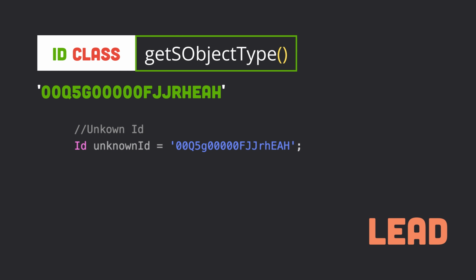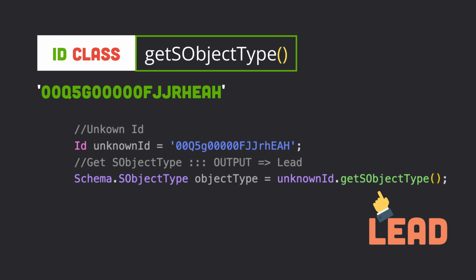In our code, we have an unknown ID whose SObject we are unsure of. As discussed, we can use the getSObjectType method on the unknown ID variable and return the SObjectType. Notice that the outcome SObjectType uses the schema class.